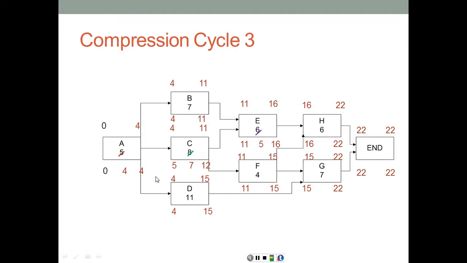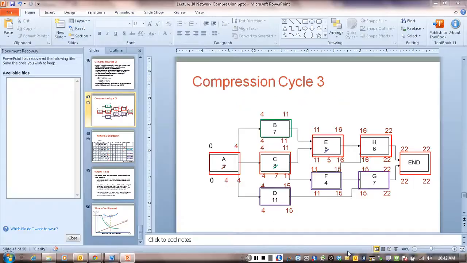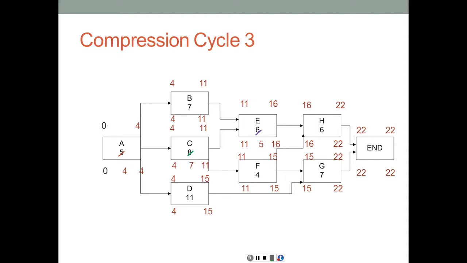All the activities are still critical. This number should be 11 and 4, by the way. There's a certain typo here. That should be 11 and 4, not 12 and 5. So now we have made the correction. The numbers are correct right now. As we can see, all the activities are critical.